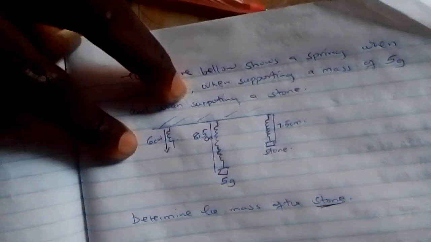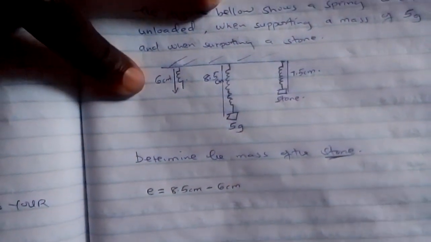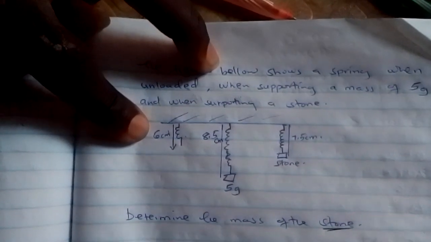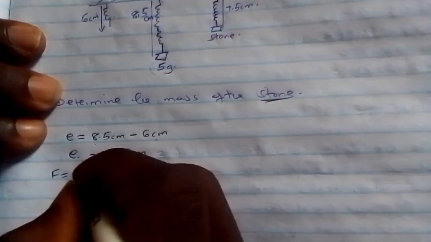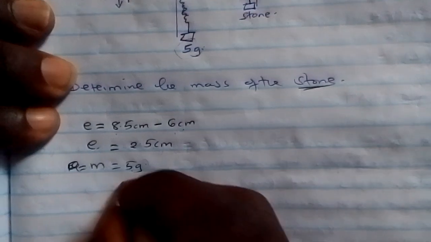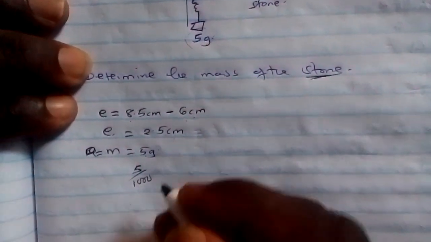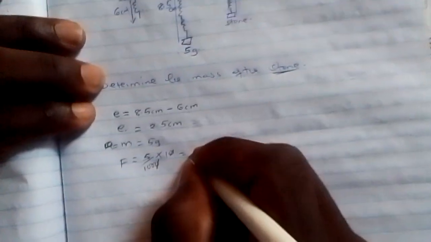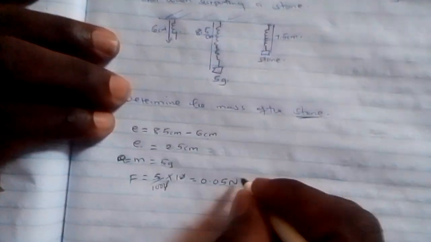Now let's start with this mass of 5 grams. The extension is 8.5 centimeters minus 6 centimeters, because extension is the final length minus the initial length. If you take 8.5 minus 6, you get 2.5 centimeters. That is our extension. Secondly, we have been given the force as a result of the mass of 5 grams. If we change grams to kilograms, we take this 5 and divide by 1,000. Then we multiply by 10 to change it into force. Our force will be 0.05 newtons. That is our force.